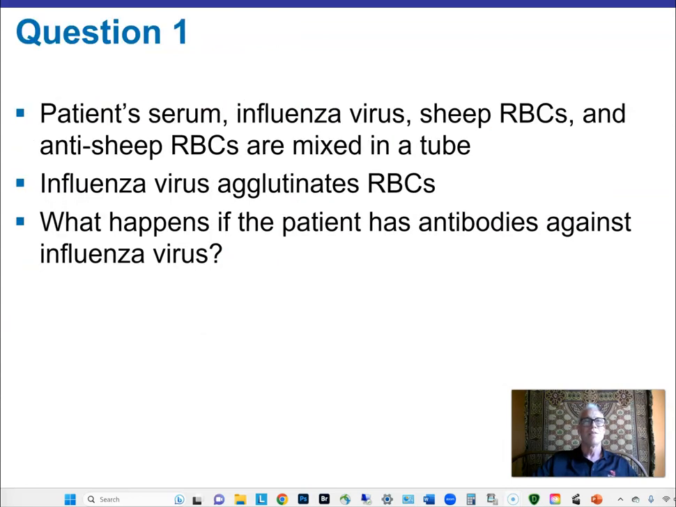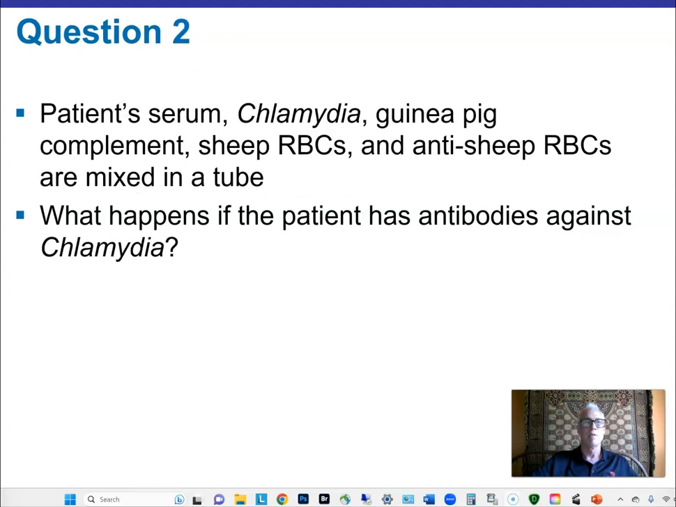So here's some quick follow-up questions. See if you can answer these questions. Patient's serum, influenza virus, sheep red blood cells, and anti-sheep red blood cells are mixed together in a tube. Influenza virus does naturally agglutinate red blood cells. What happens if the patient has antibodies? That's that hemagglutinin inhibition assay. So remember that the control sample, if you mix together influenza virus with the red blood cells, then that will agglutinate automatically. But that's the control. If you add the patient sample, now it no longer agglutinates, and that shows the presence of influenza virus antibodies.